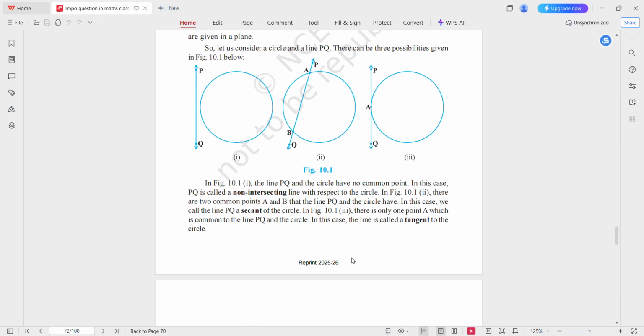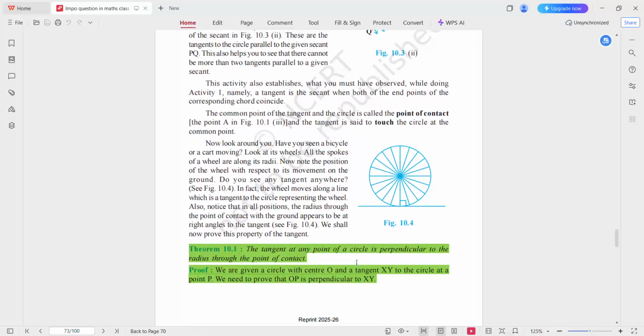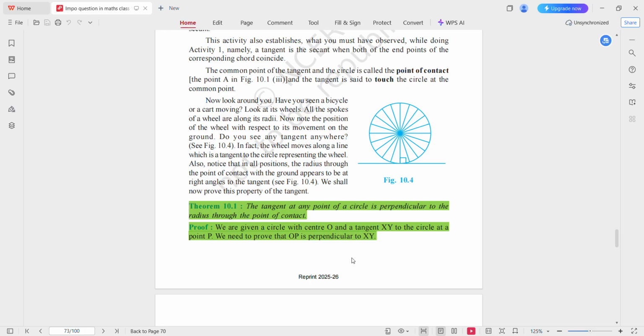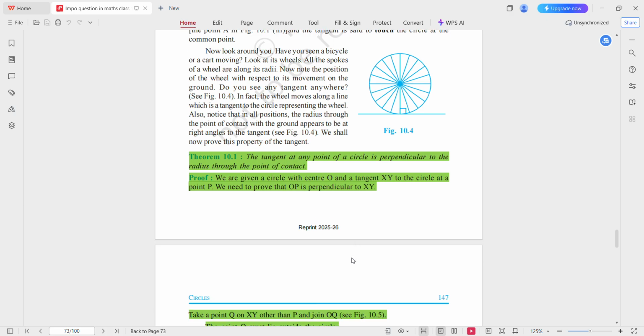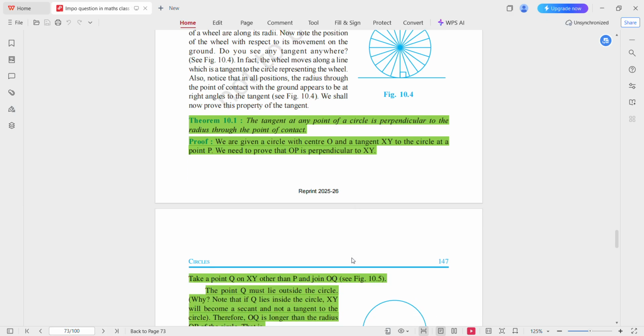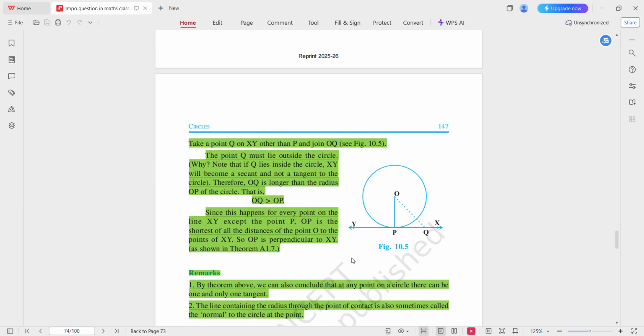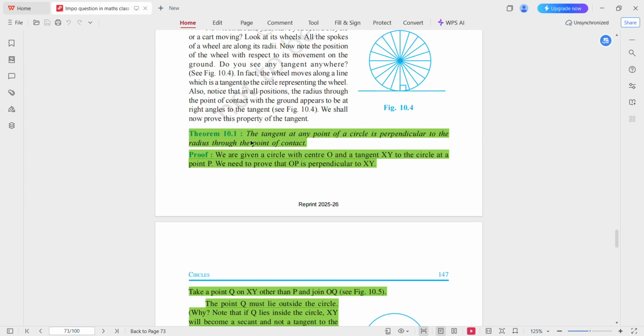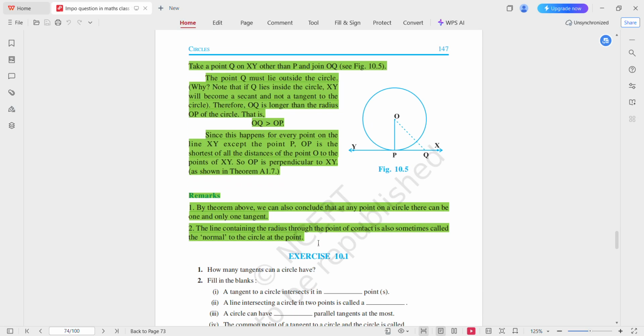Coming to circles chapter. In this chapter also you can expect a theorem based question, but writing proof is also important. Statement plus proof is needed for the exam. Comparing to triangles chapter, in the triangles chapter only statement is enough, but in the circles both statement and proof is important. You can study the theorem which I marked 10.1.